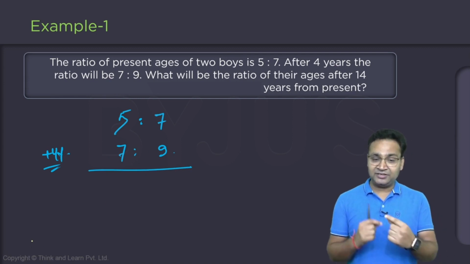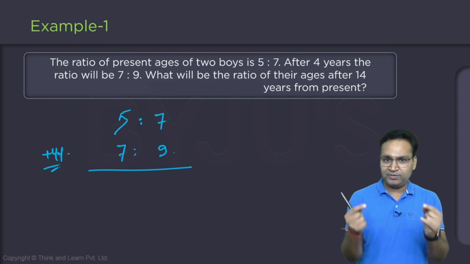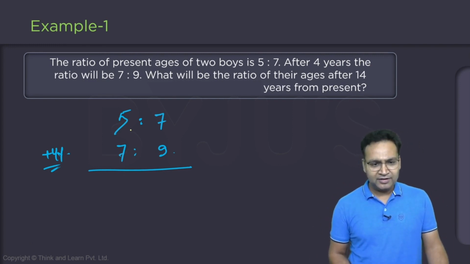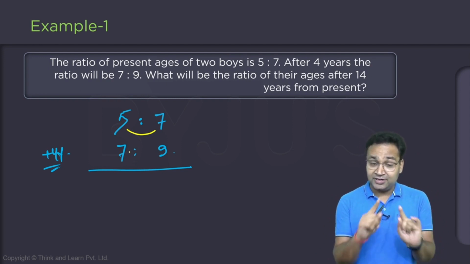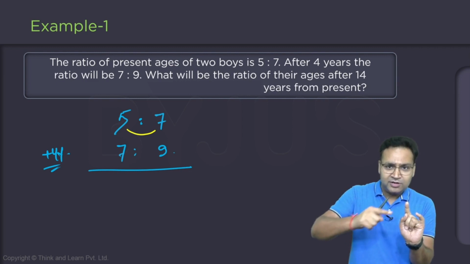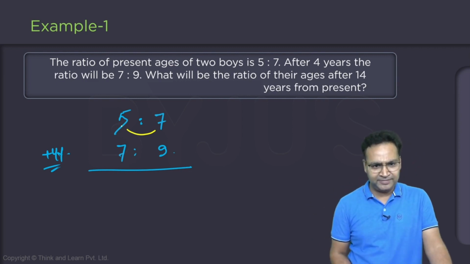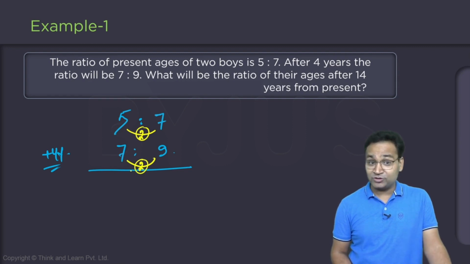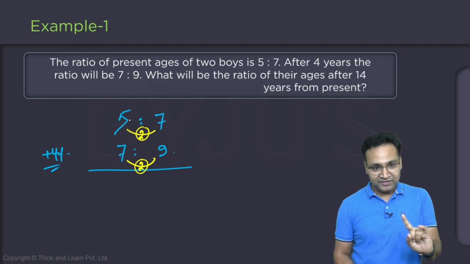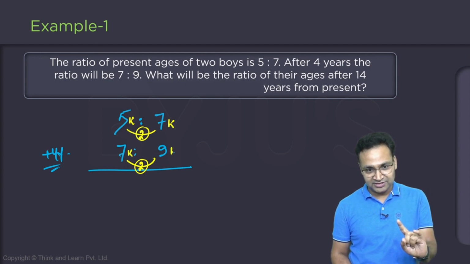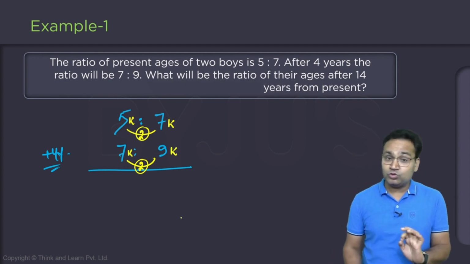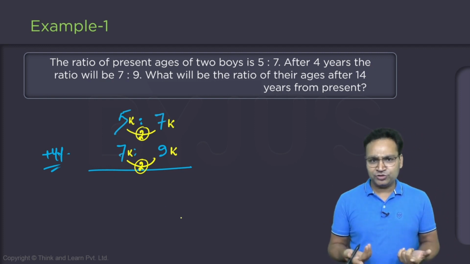If these are the valid ratios of two different people at two different times, the age difference must be the same, because if they are actually the ratios of ages, the difference of ages has to be the same. So let's make the difference of the ratio the same. 5 and 7 is already 2. 7 and 9 is already 2. That's good news. If this number is 5k, this number is 7k, this number is 7k, this number is 9k, I can use the same variable in both the ratios.